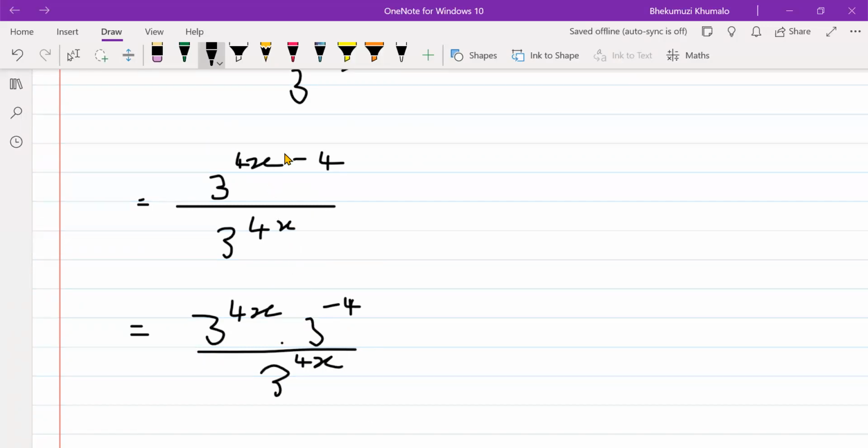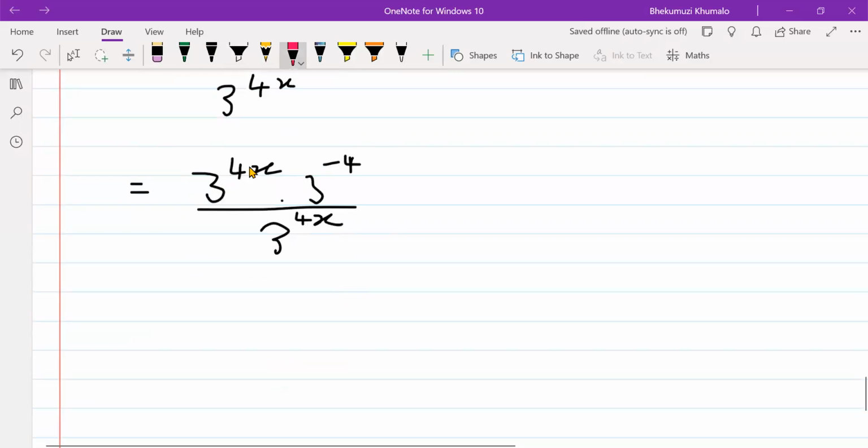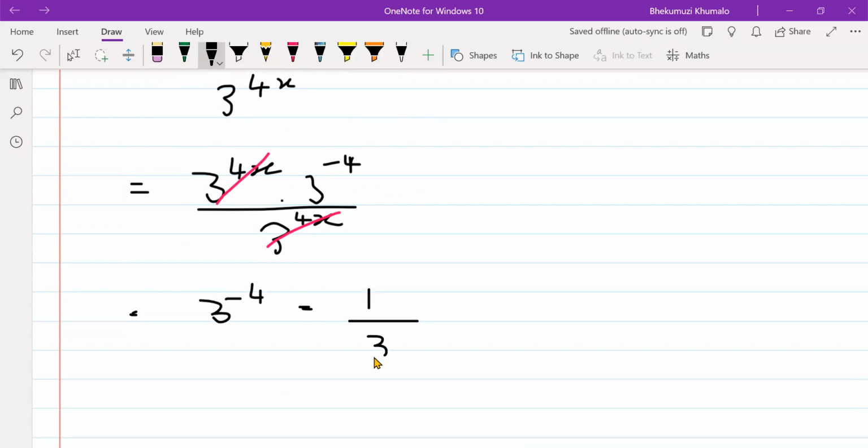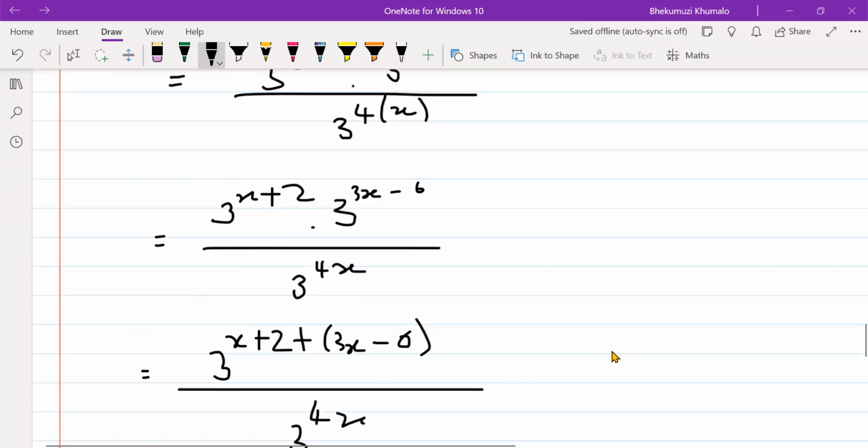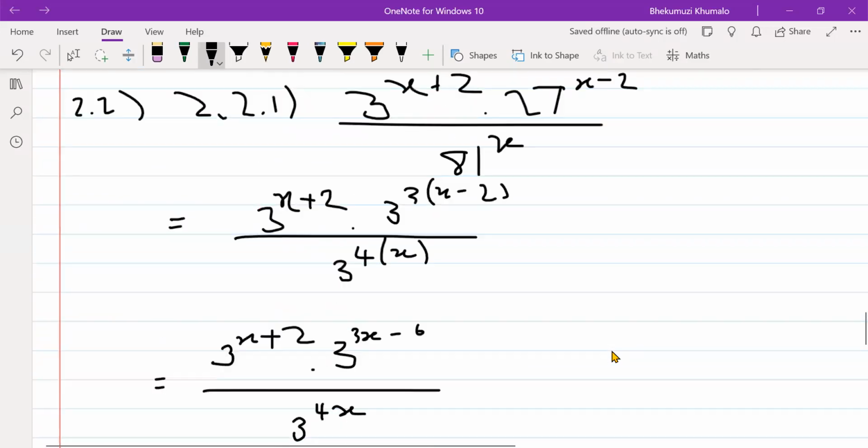And why did I do this? Why did I separate these exponents and rewrite it in this form? It's because if we do that, then it's easy to see that we have 3 to the power 4x at the top and 3 to the power 4x at the bottom. So these two cancel each other out, right? And then we are left with 3 to the power negative 4, which is the same as 1 over 3 to the power 4, or 1 over 81. Right? So basically, that's your solution there. Okay, so this is how you would do 2.2. Okay, now let's move on to the third question.